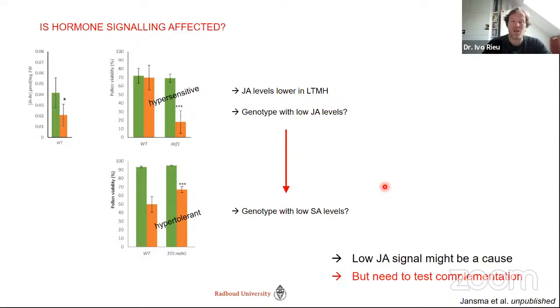But still, we would like to complement. So we're still working on whether we can do it, not via changing salicylic acid levels, but either genetically or with a treatment, apply more jasmonic acid and see if that helps. That would be a nice test. At the same time, we've generated, or identified, a hypertolerant genotype.